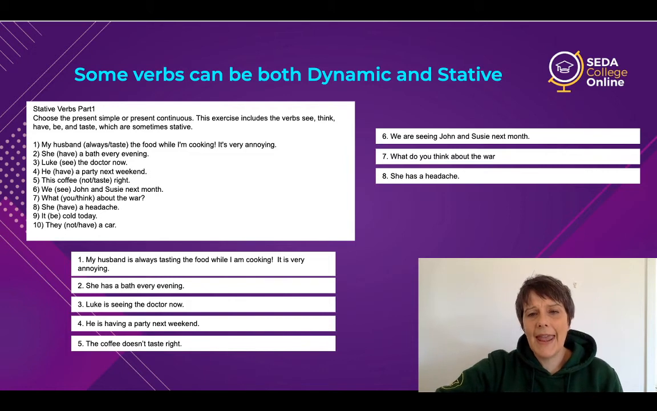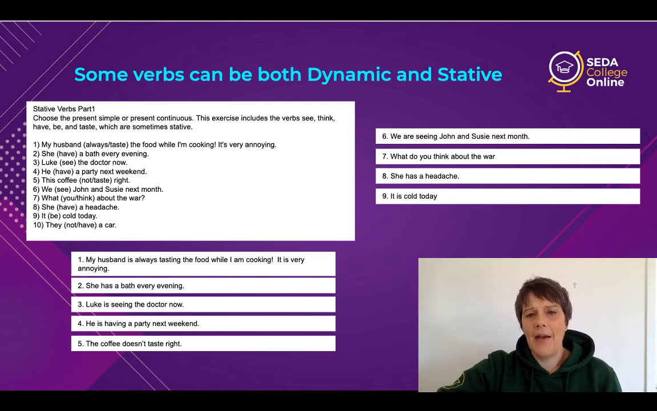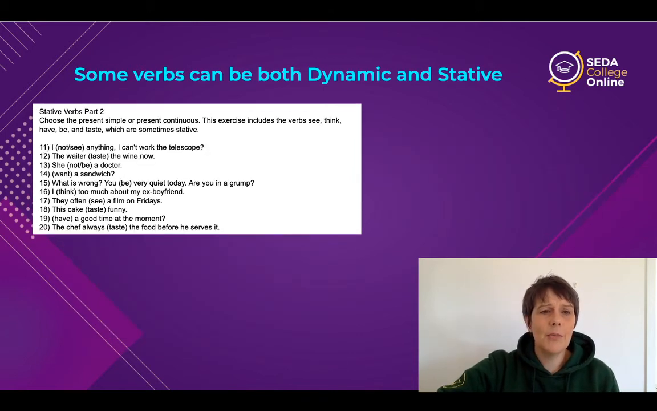She has a headache. This is the have for possession. Like she's ill, she has a headache. Whereas it is cold today because the weather is cold. That defines the weather. And they do not have a car, so this is the have for possession. Here we've got some more.